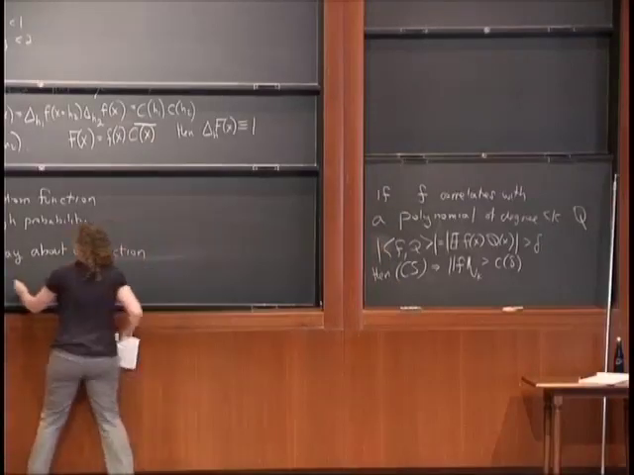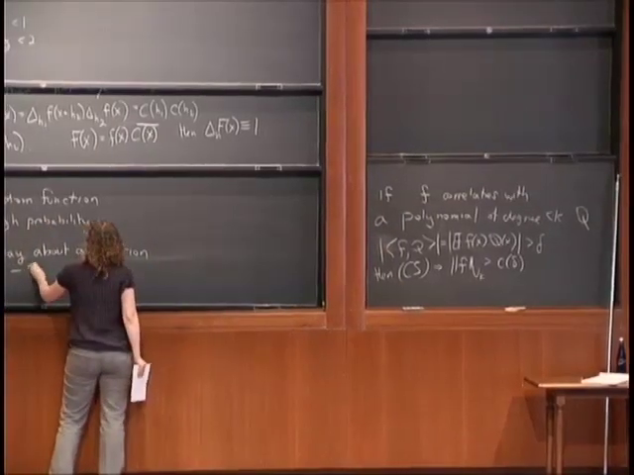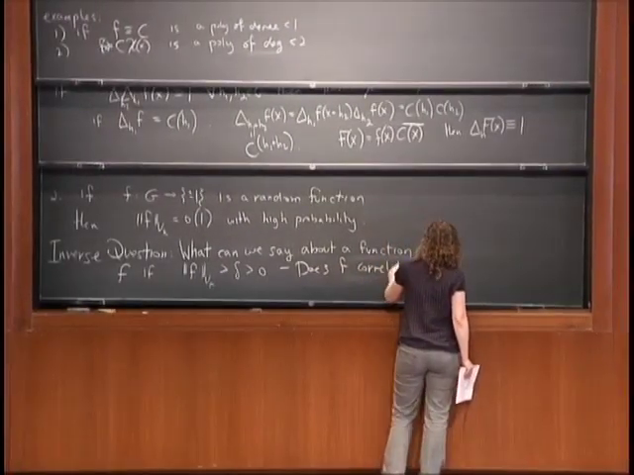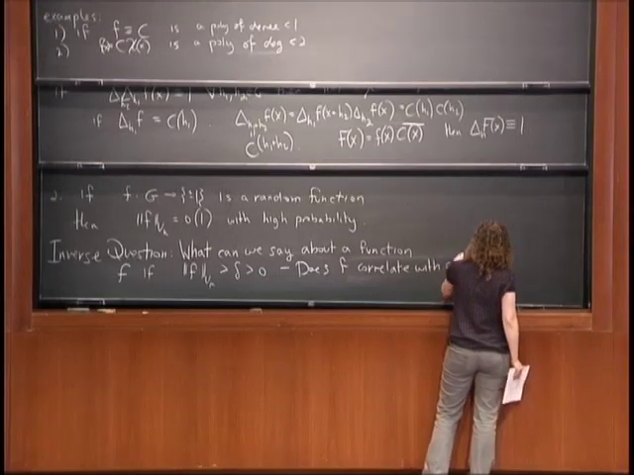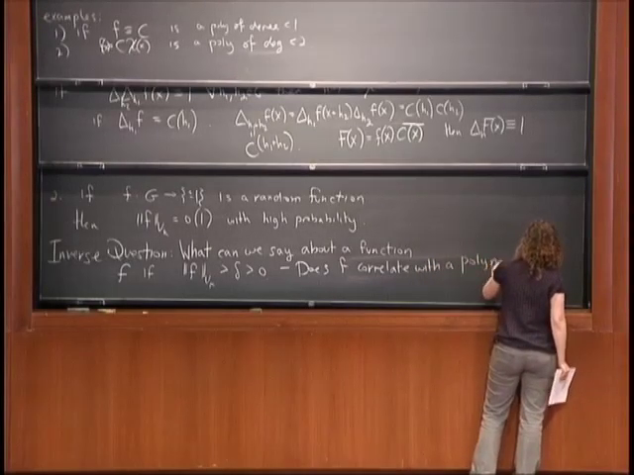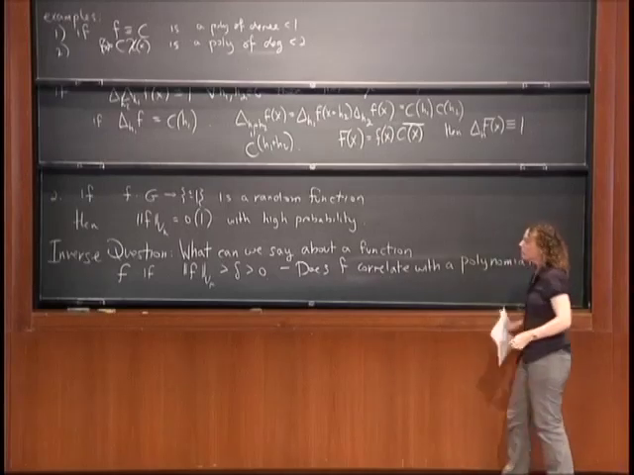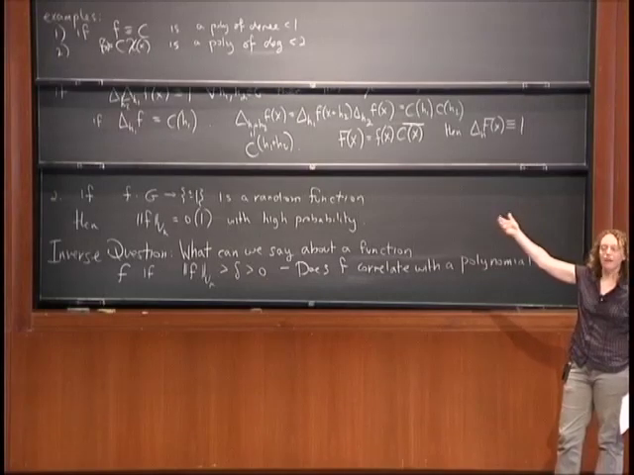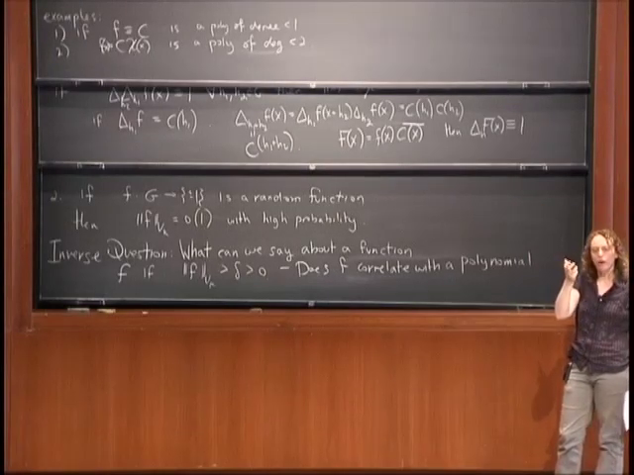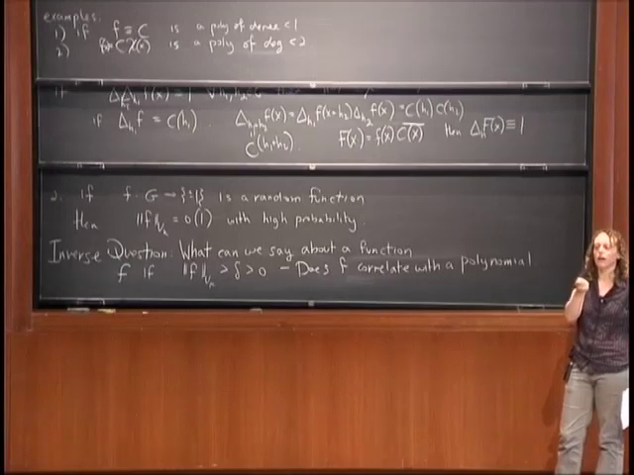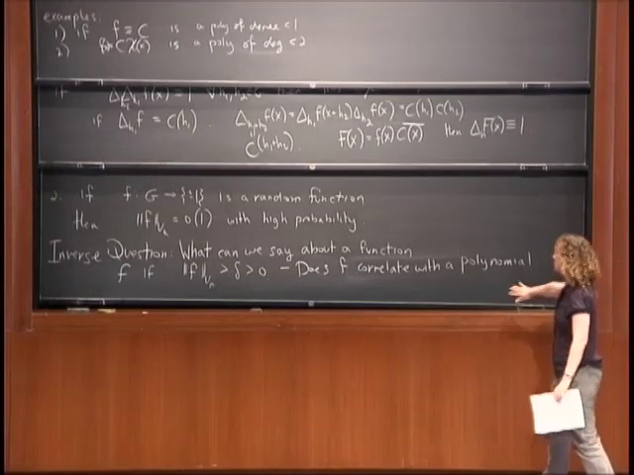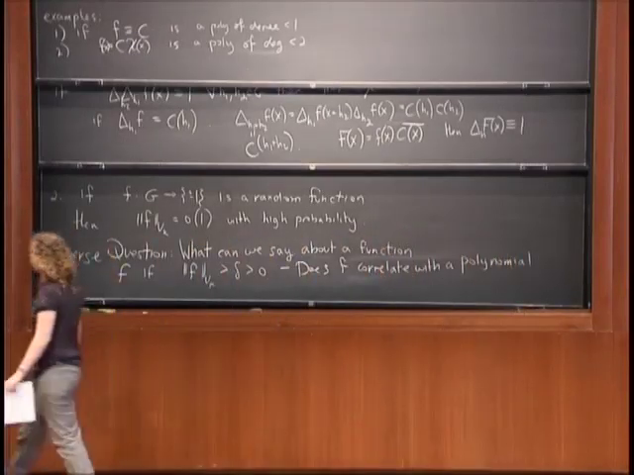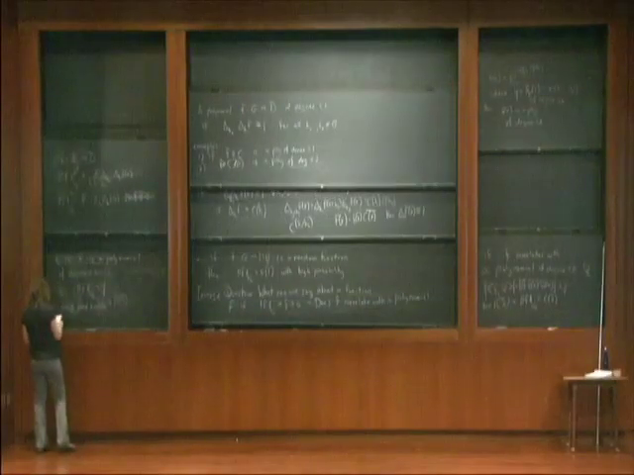Does f correlate with a polynomial? So we have some information about these averages of derivatives. We know that it's biased away from 0. It's not like a random function, and we're trying to see if we can extract some polynomiality out of the function f. So this is what this says over here.